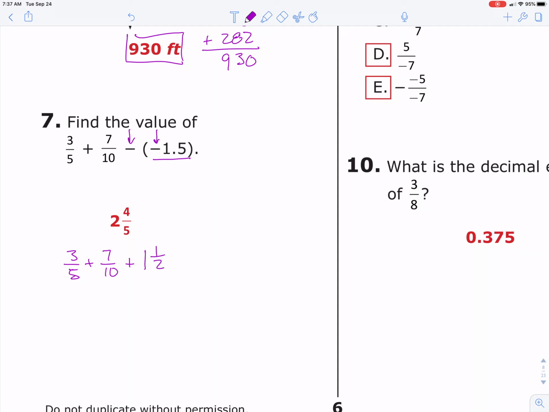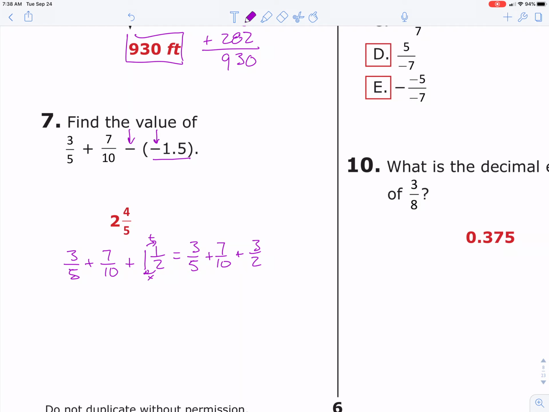Minus 1.5. 0.5 is 1/2. Now, I need to convert that into an improper fraction. So let's do this again. I'm going to write everything else. Now I'm going to multiply. 2 times 1 is 2, plus 1 is 3. So I've got plus 3/2.